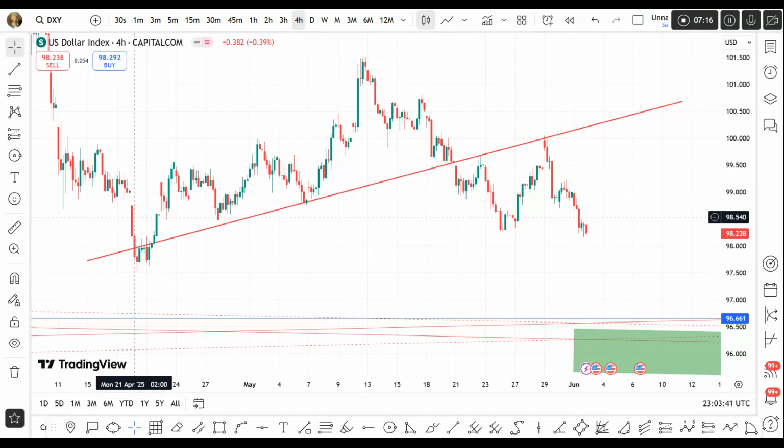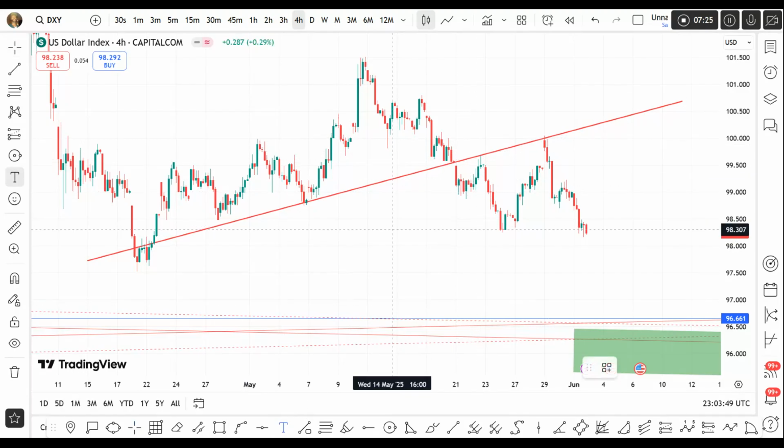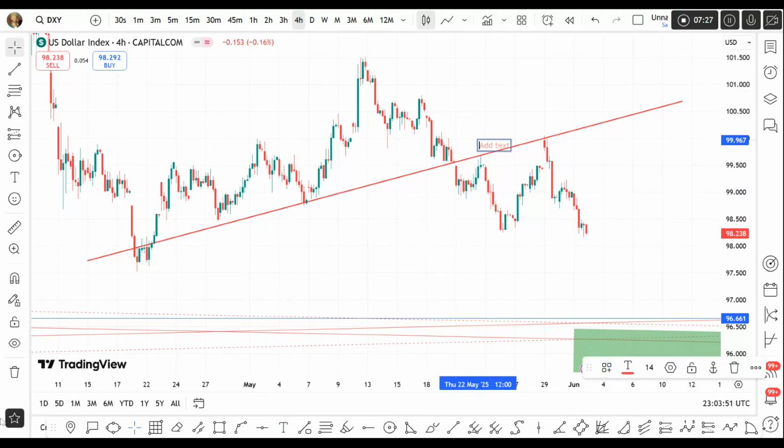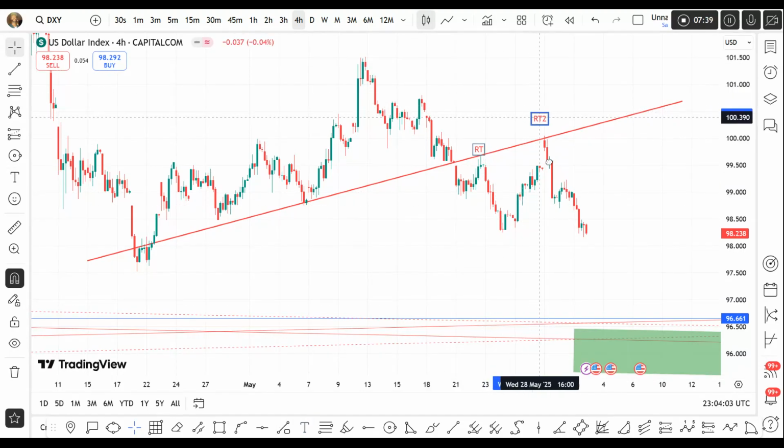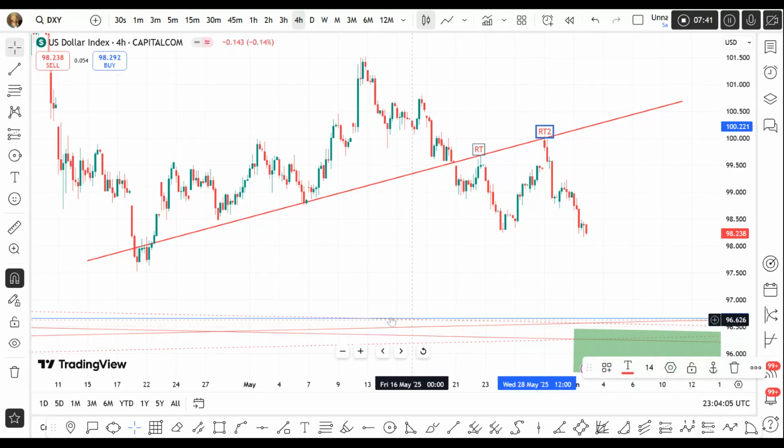The W structure breakout retest by price came here, giving us an ascending trend line. And when we had a breakout from that structure, this was a retest. That's RT1, and the other one is RT2. And we have seen what price has done there.